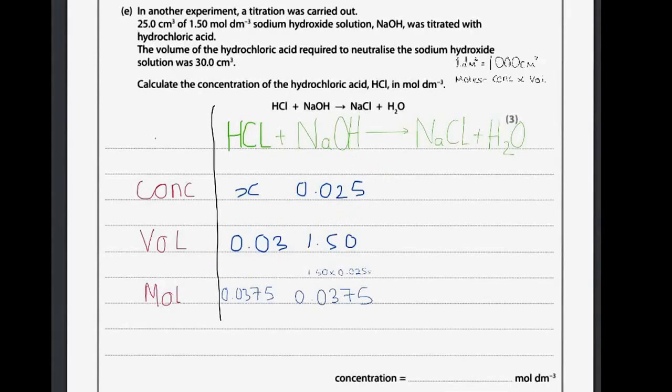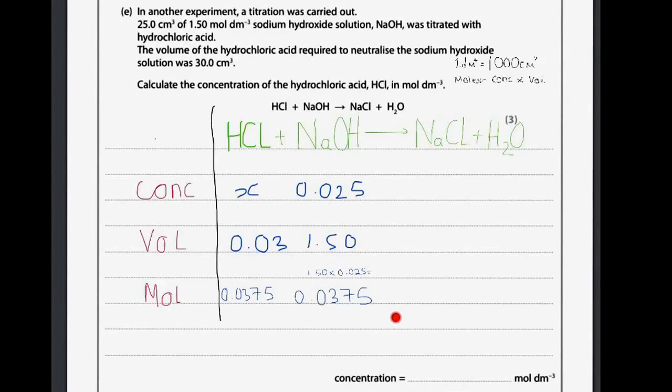Now we need to work out the moles. The only thing you need to do is 1.5 times 0.025, and this is because moles equals concentration times volume. So concentration times volume equals the moles. Here you're going to get the same answer because it's a 1-to-1 ratio.